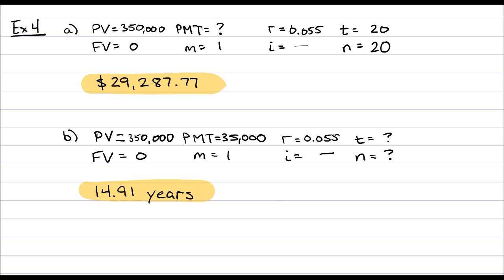We weren't given any specific instructions regarding rounding, but basically suffice it to say that Frank's account will last nearly 15 years, but not quite. In the 15th year, he will be able to withdraw almost his entire $35,000 payment, but not quite the whole thing.